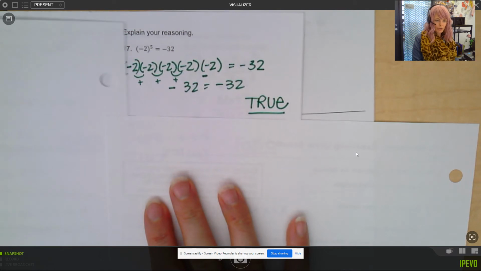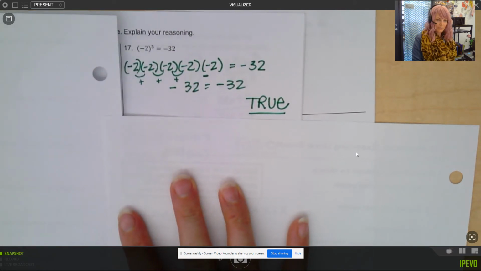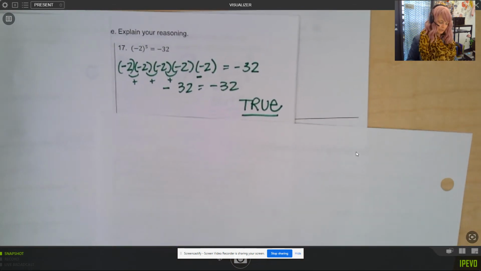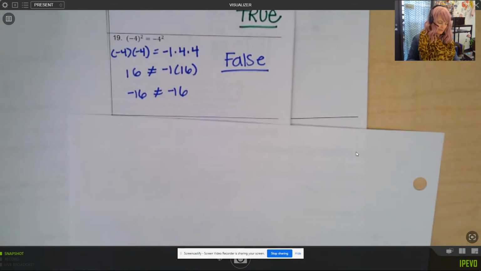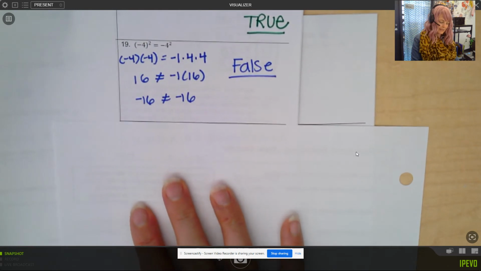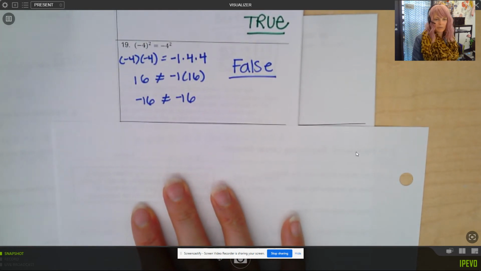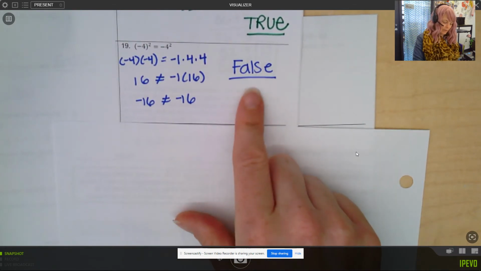17, true. -2 to the 5th power with parentheses gives you a -32. -4 with parentheses to the 2nd power does not equal -4 to the 2nd power without parentheses. This is false.